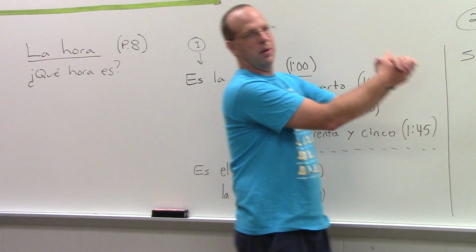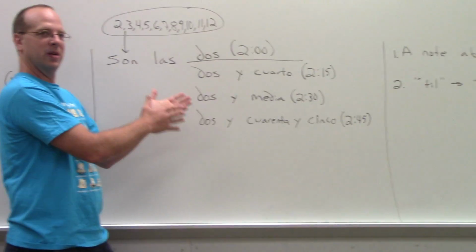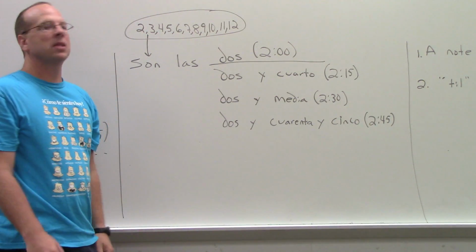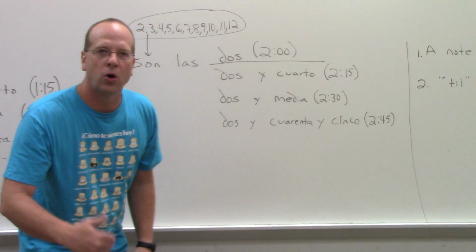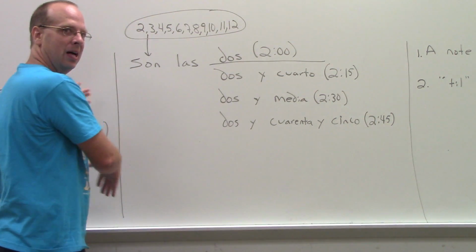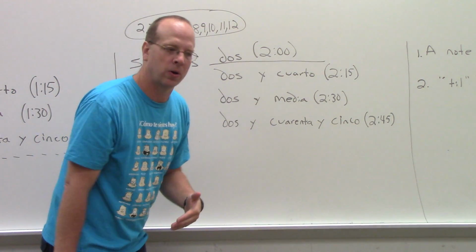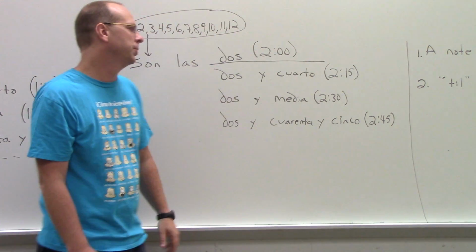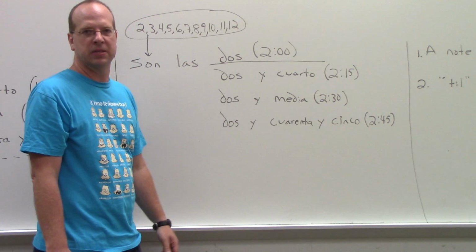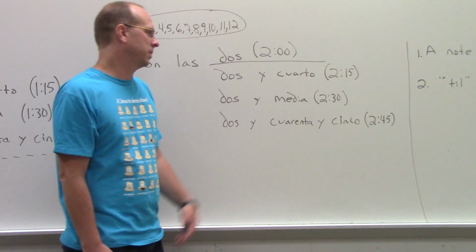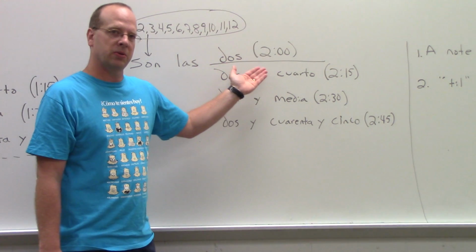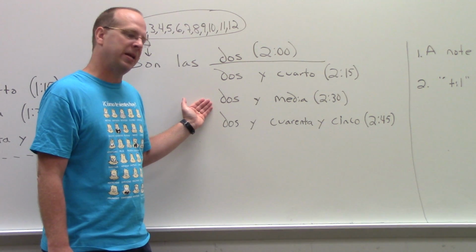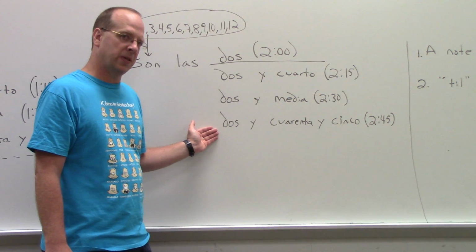Now for the more common one. For 2, 3, 4, 5, 6, 7, 8, 9, 10, 11, and 12 o'clock, when you have plural times, if it's singular, es la; you have plural, more than 1 hour on the clock, you're using son las. So I chose 2. I could have chosen 3, 4, 5, 6, 7. You choose what you want. But here are your notes. Son las 2. Son las 2:15. Son las 2:30. Son las 2:45.